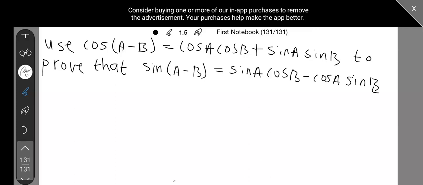In this lesson, we'll be using the identity cos(A − B) = cos A cos B + sin A sin B to prove that sin(A − B) = sin A cos B − cos A sin B. Remember what I've said: when we are dealing with sine, the sign inside the bracket is the same as the sign on the outside. I'm going to copy the same strategy I used in the previous lesson to tackle this one. So I want cos(A − B).